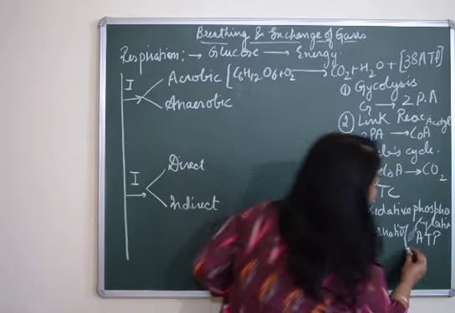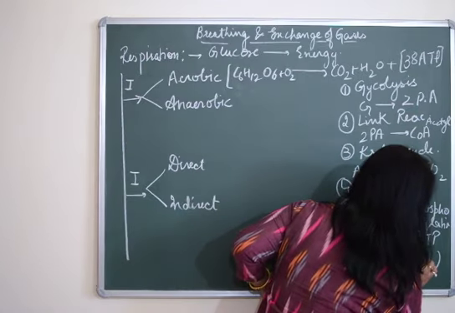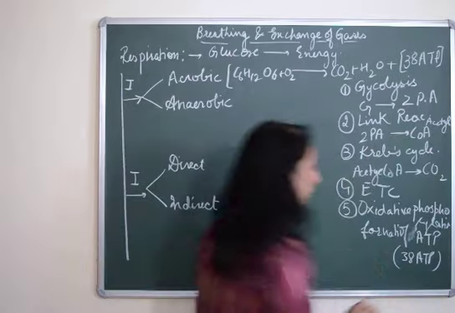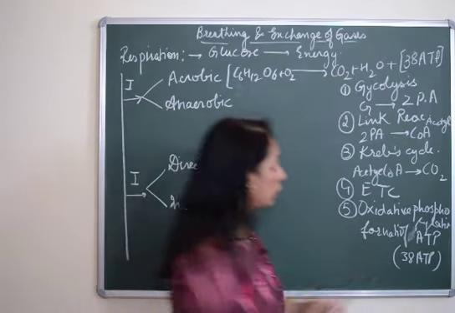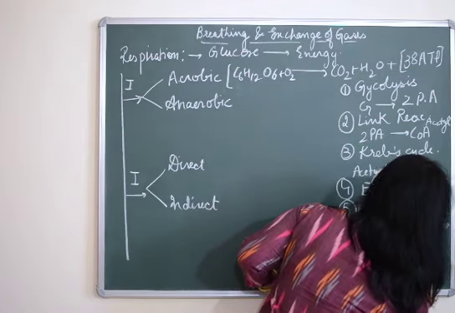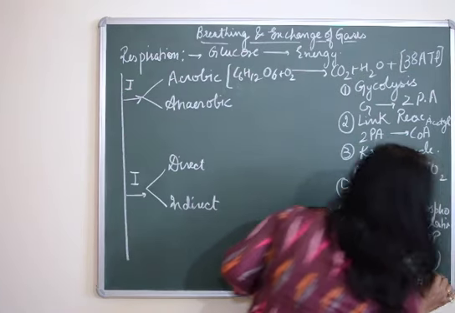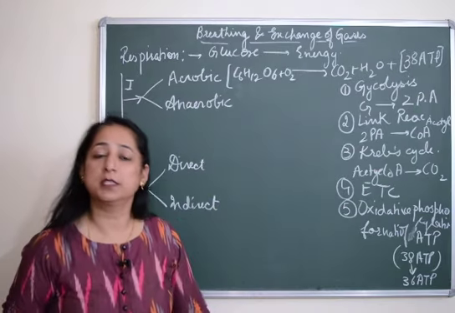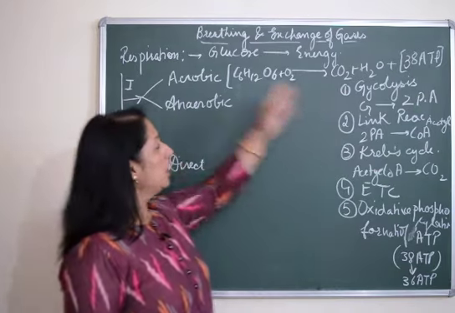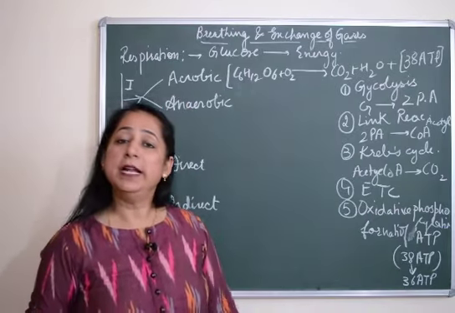Now in this, how many molecules are formed? 38 ATP molecules are formed, but during the course of the whole process, out of these 38, only 36 ATP molecules are given to the body. The remaining 2 ATP molecules are used up in the process itself. So this is how aerobic respiration takes place.